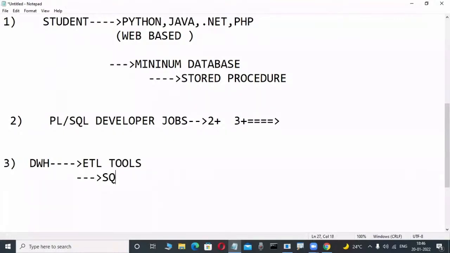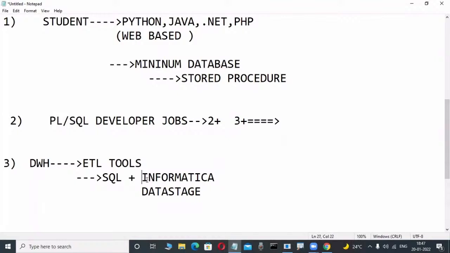PL/SQL is not required, just SQL knowledge. Having that idea, they are learning tools in institutes also. Informatica is a very popular ETL tool, where data stays. Talend is another popular tool there.